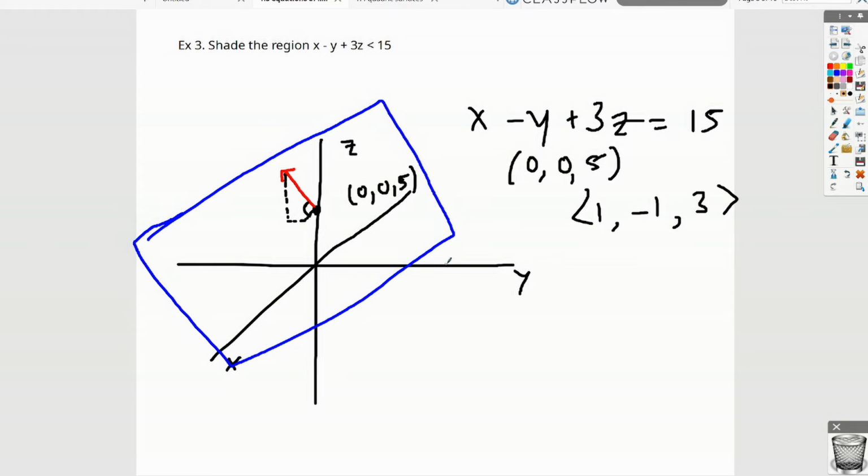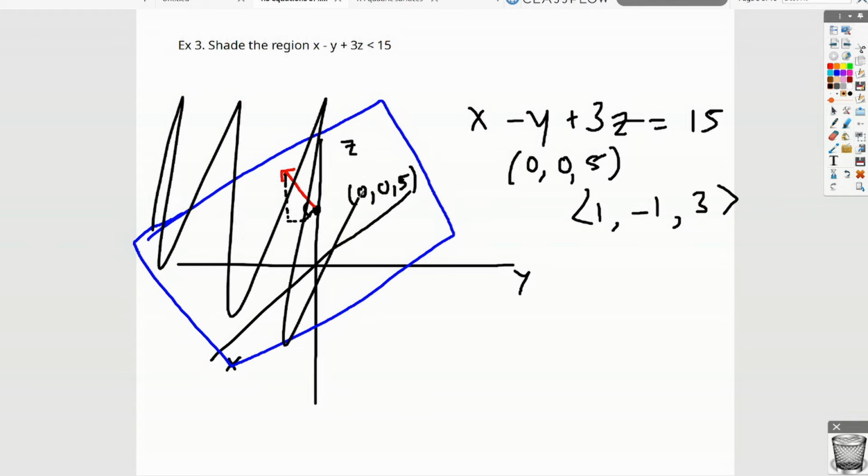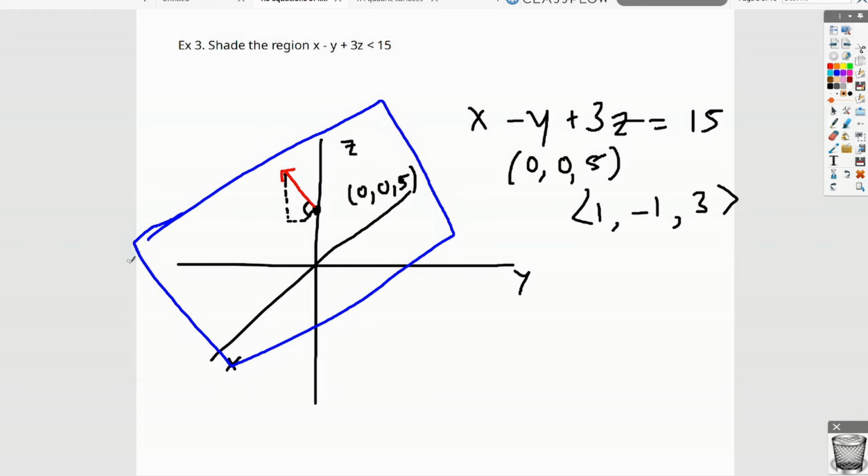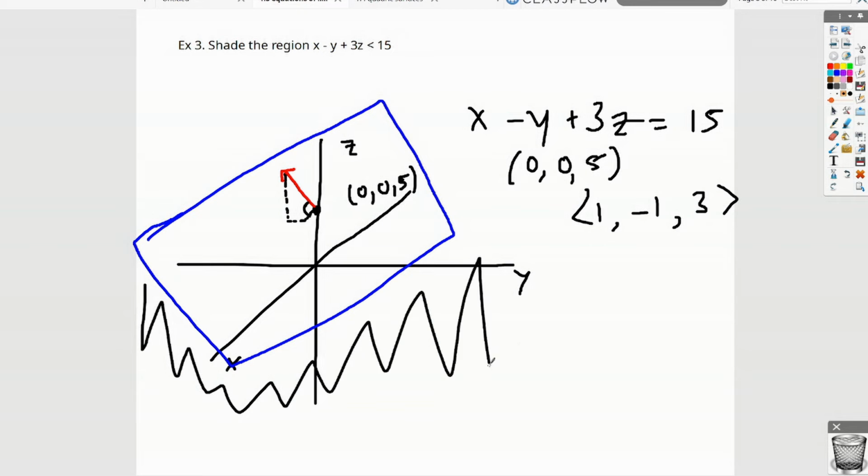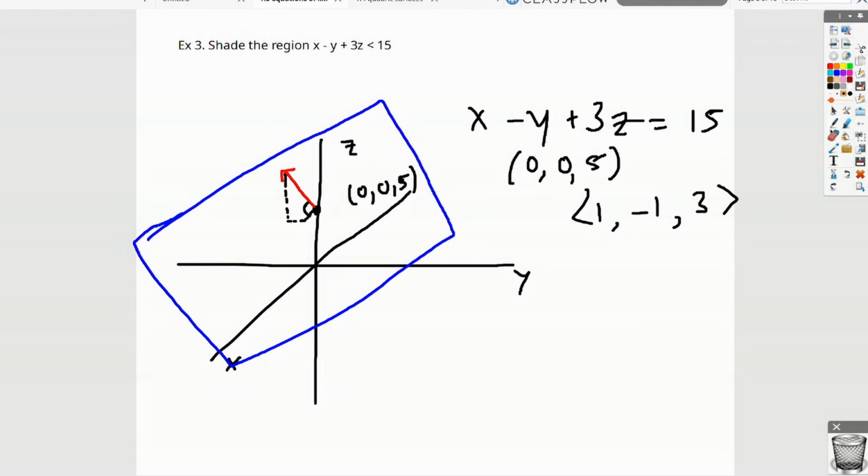We'll just have to find a point, right? Let's just find a point that we know is less than, and then we'll see whether or not it's less than 15 or not, and then that entire region will be shaded if that point meets the criteria for whether or not it's more than or less than. So it's either going to be everything up here, or everything down here, right? So let's see which one it's going to be.